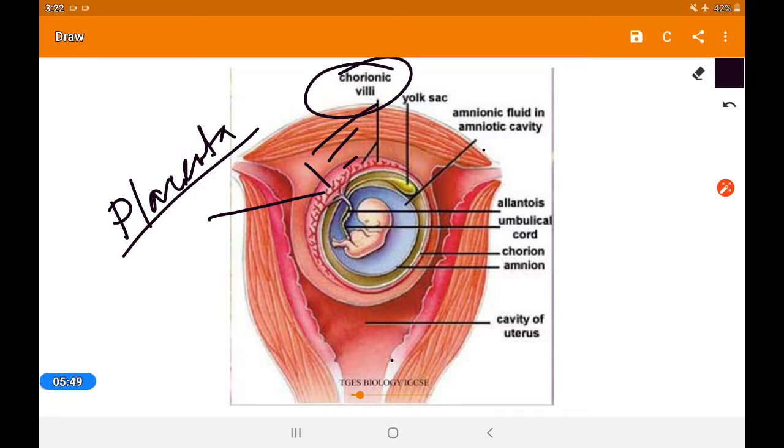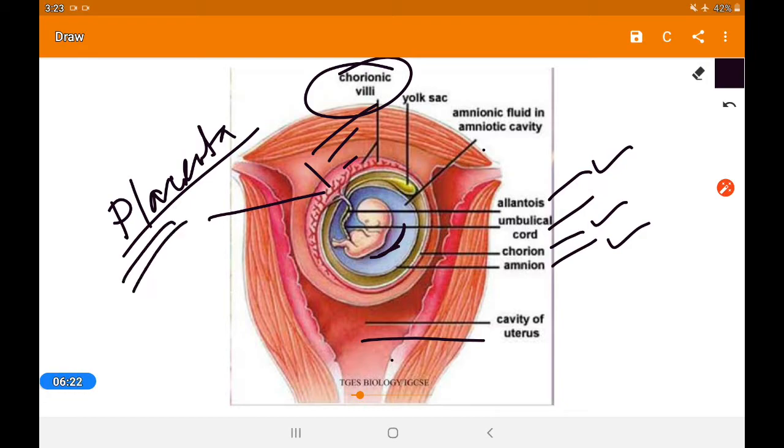Here are the umbilical cord, chorion, amnion, allantois. These three fetal membranes you have to remember. This is the innermost, and inside is the amniotic fluid, the amniotic cavity, which acts as a shock absorber for the embryo, so that the embryo can be safely placed inside. No outer damage will be there. This is the cavity of the uterus.